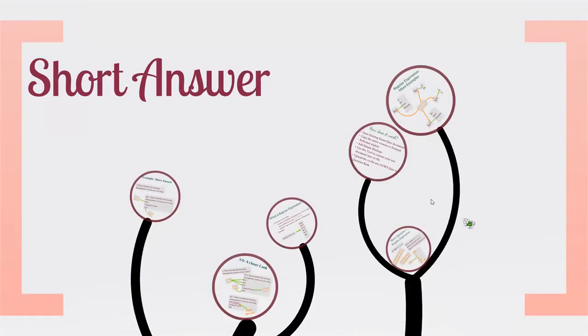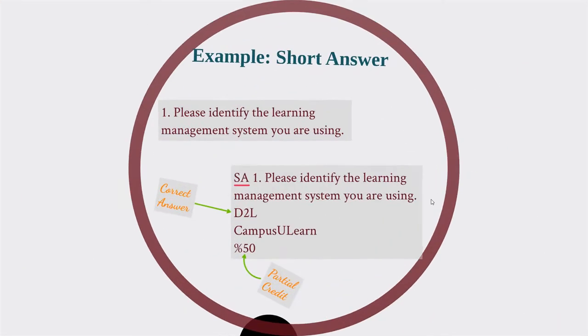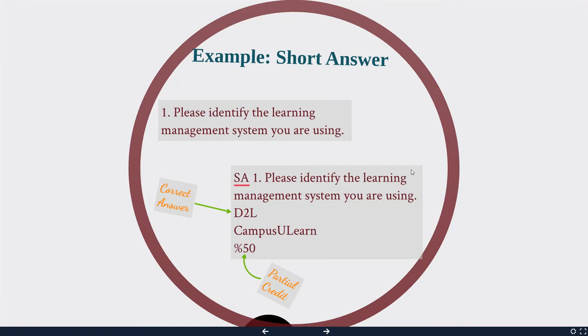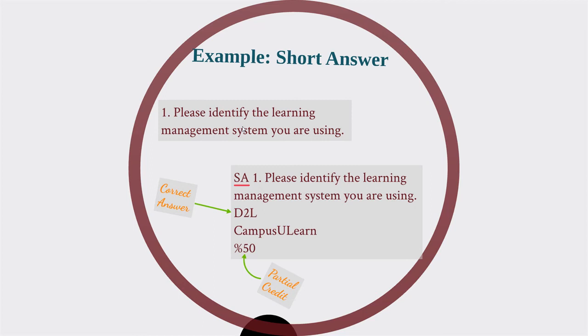So this is our last type of question, short answer, because I know that many of you probably need the short answer where the student will have to write something, right? And you want to grade it automatically by PAWS. Let's see whether we can cover it. So the short question is also easy. Here is a very simple example. Let's say this is your question: please identify the learning management system you are using.